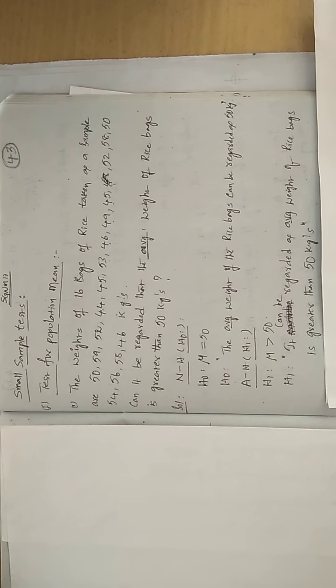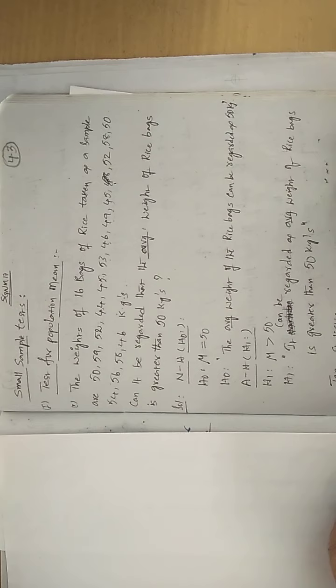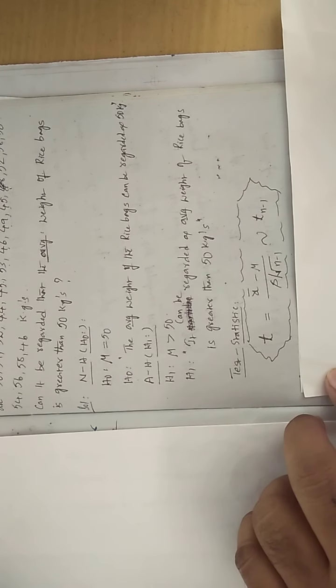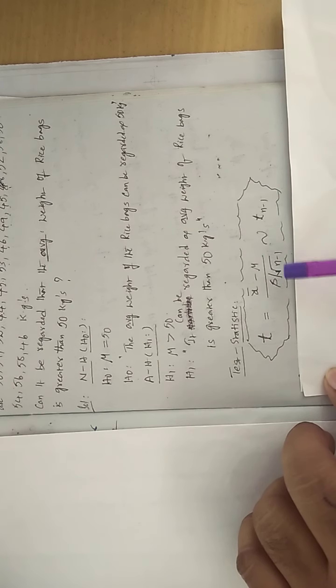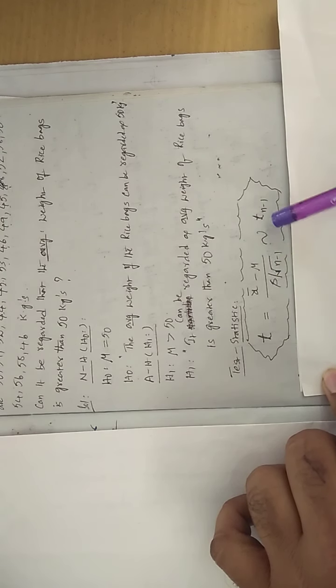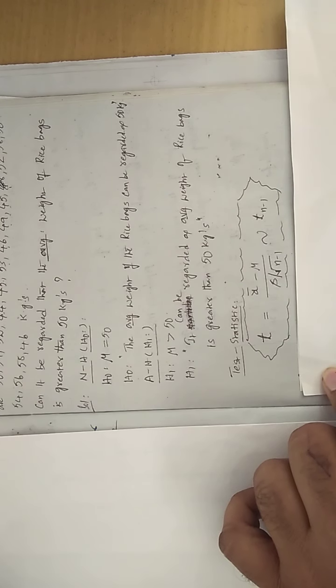So, what is the formula for sample variance? Sigma xi square by n minus x bar whole square. You take the square root, you will get the sample standard deviation. Okay. Now, this is the formula. The statistic, that is t, is equal to x bar minus mu by s by root n minus 1, which follows t distribution with n minus 1 degrees of freedom.